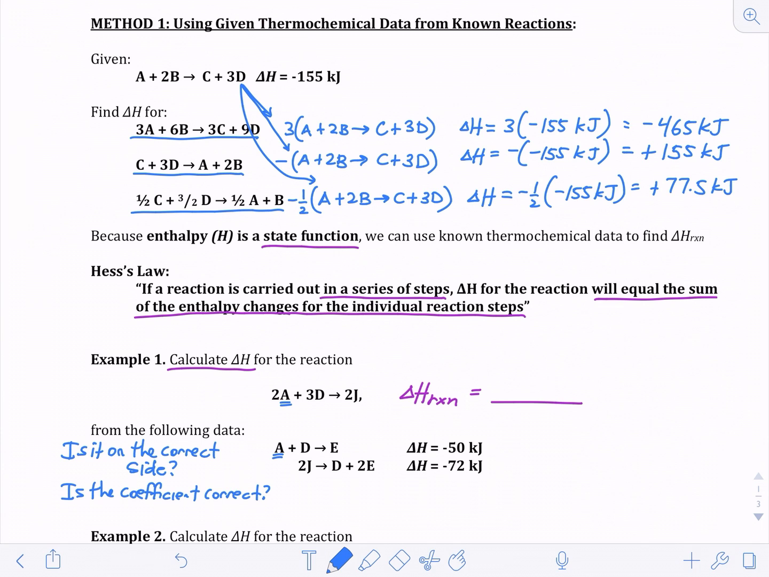So I see that A, according to the reaction I'm looking for, is on the correct side. It's a reactant in the unknown equation. It's a reactant in this one. Does it have the correct coefficient? No. It needs a 2 in the unknown. So we're going to multiply it by 2. Whatever we do to the equation, we do to the delta H.